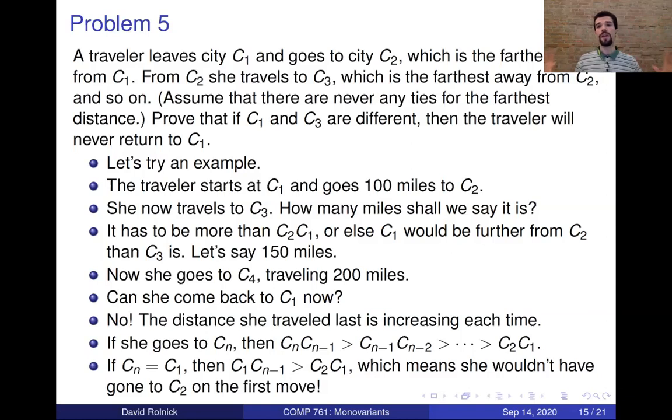But I just wanted to give you a flavor for a different kind of monovariance problem before we get into one more problem that's more of a typical monovariance problem, showing that some process has to terminate.